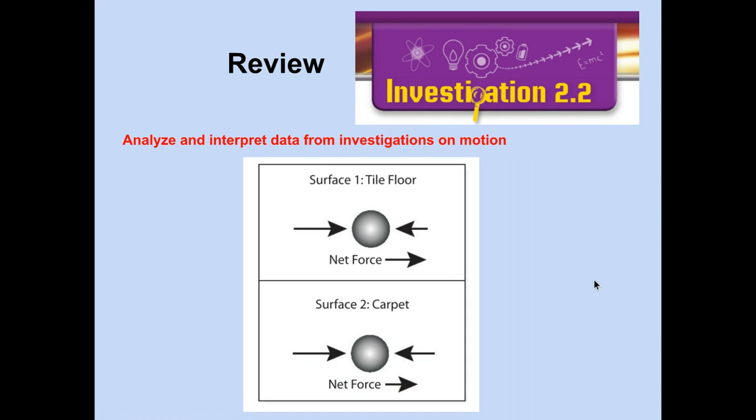And the last thing we did is you're going to be drawing a diagram of the forces acting on the tile floor. So, for example, the carpet has a larger force pushing back on the ball. There's more friction with the carpet, so the net force is smaller than this net force, which causes this ball to move faster and longer.